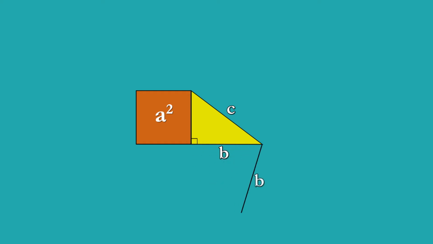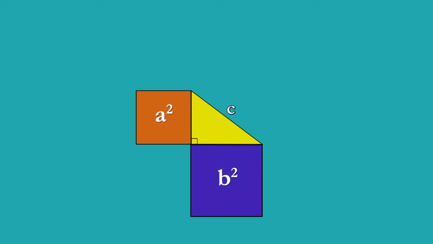A square for which every side length is B will have an area of B squared. Therefore, this blue square has an area of B squared. A square for which every side length is C will have an area of C squared. Therefore, this pink square has an area of C squared. So now I've given us a more visual understanding of what A squared, B squared, and C squared are.